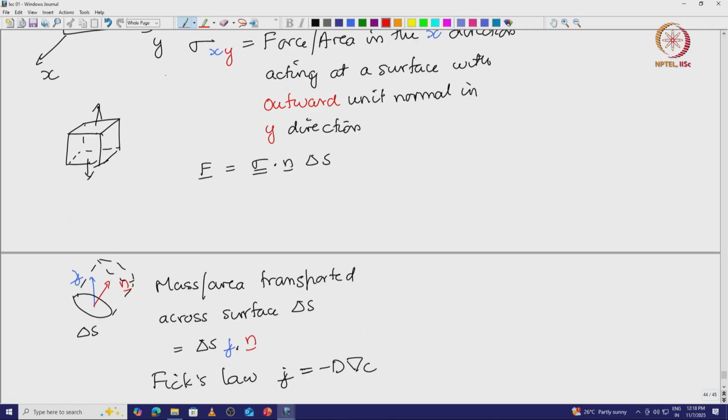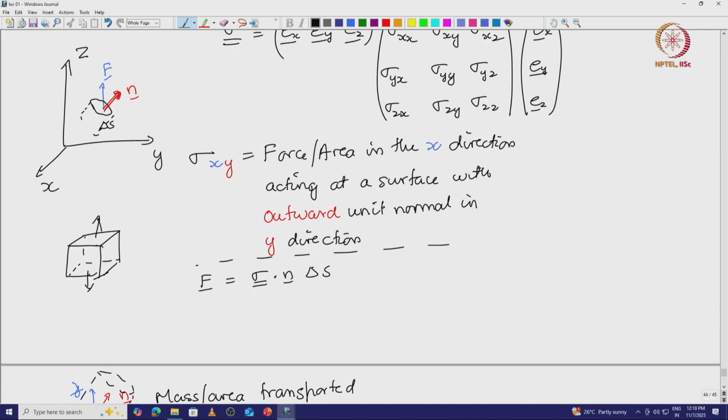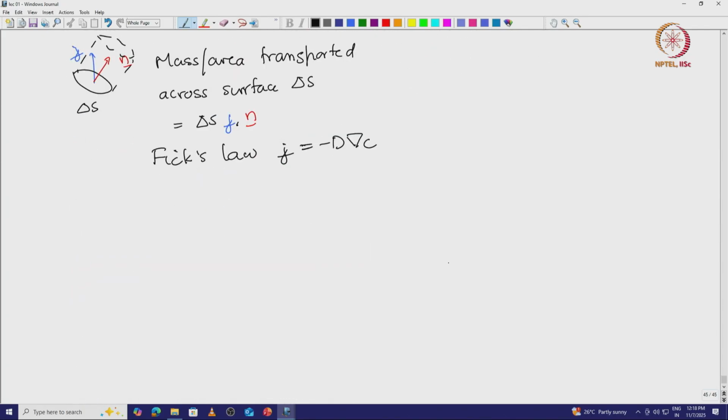So, there is a difference in the sign convention that is used for stress as compared to mass and energy transport, that is the mass flux and the heat flux. So, this is a force per unit area in the x direction acting at a surface with outward unit normal in the y direction. So, that was the definition, and then we had used angular momentum.